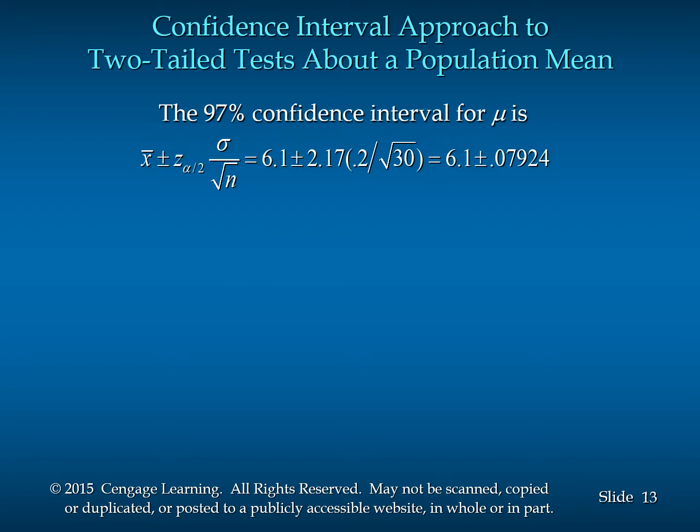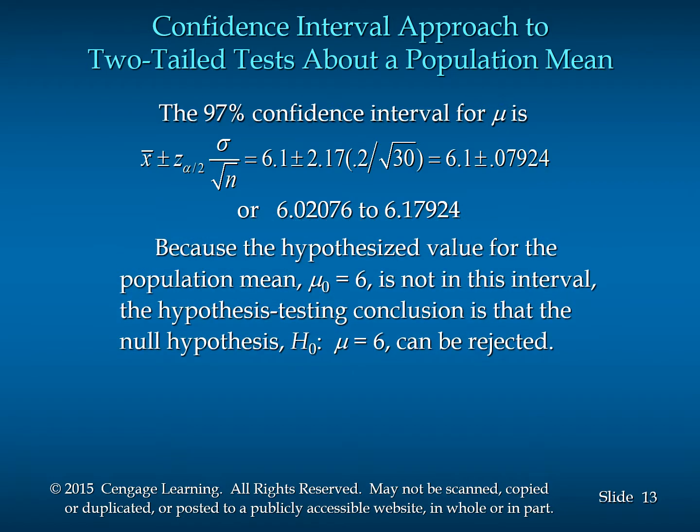Following that procedure for this example, we find a confidence interval of 6.1 plus or minus 0.079. Because our hypothesized population mean of 6 is not in this interval, we reject the null hypothesis.